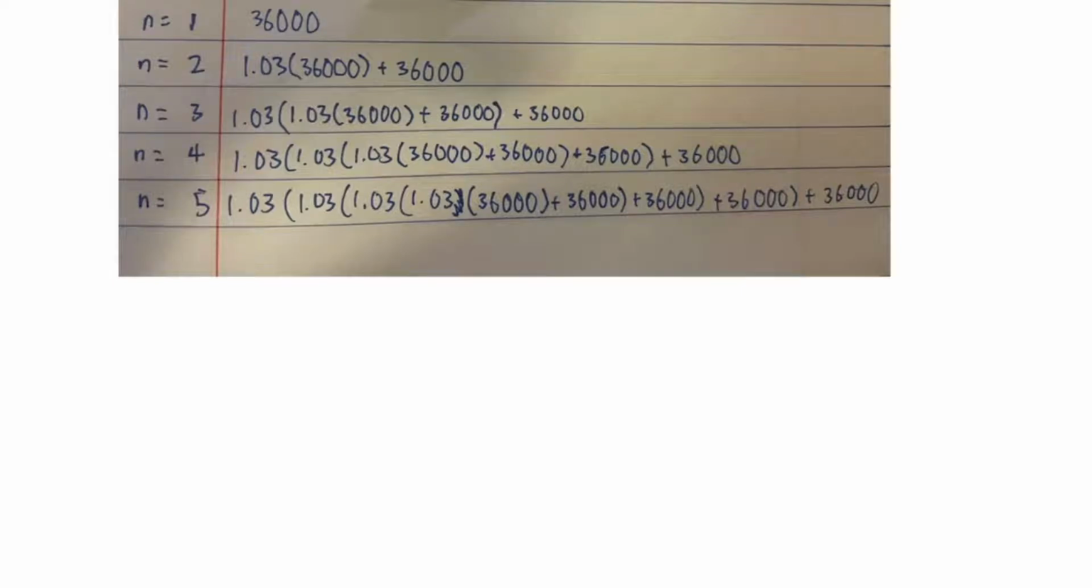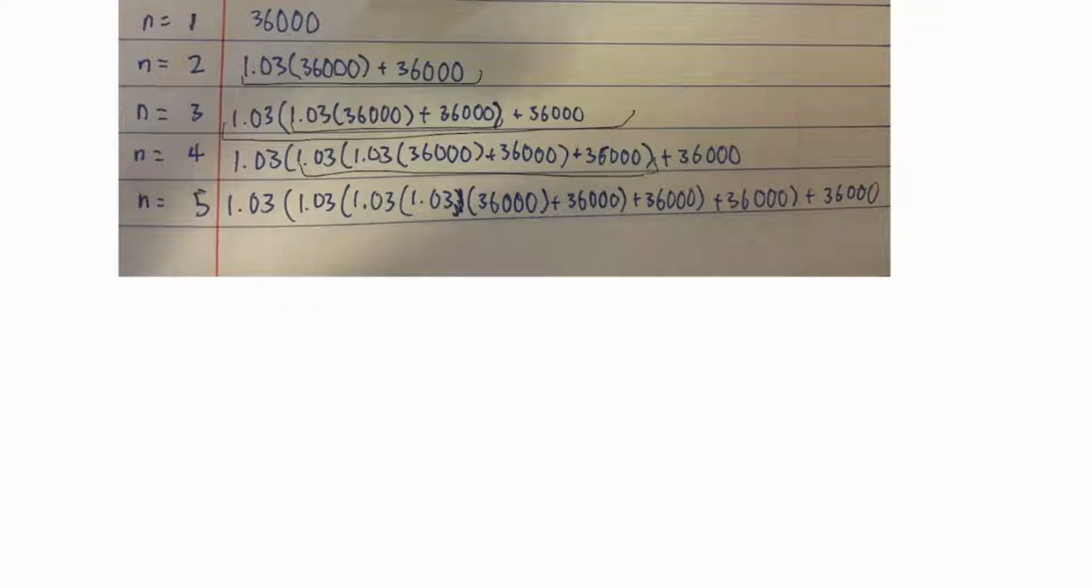You want to write an explicit formula for this sequence. When n is 1, we get 36,000. When n is 2, we take 1.03, multiply by the previous term, and then add 36,000. When n equals 3, we take 1.03, multiply it by the second term. So this second term right here is found in here, and then add 36,000.